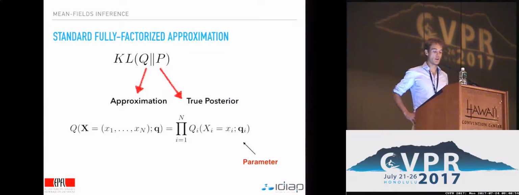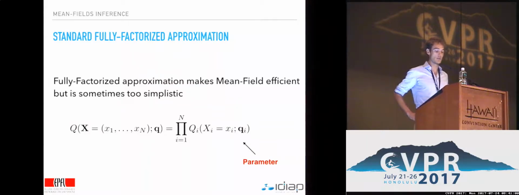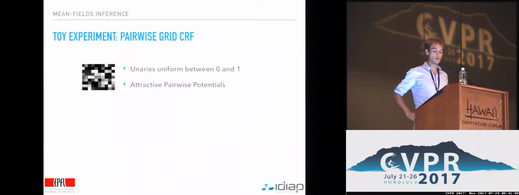For mean field inference, we look for an approximation in the form of a fully factorized distribution. This approximation lets us perform inference even for very large models. However, it's sometimes too simplistic because it fails to model multimodal posteriors.